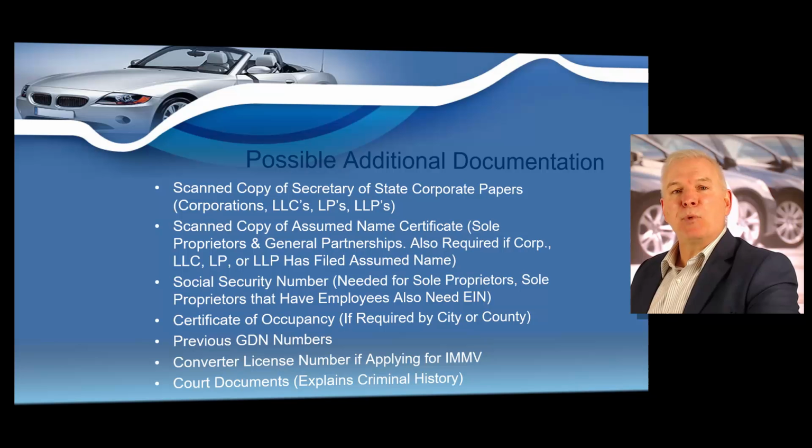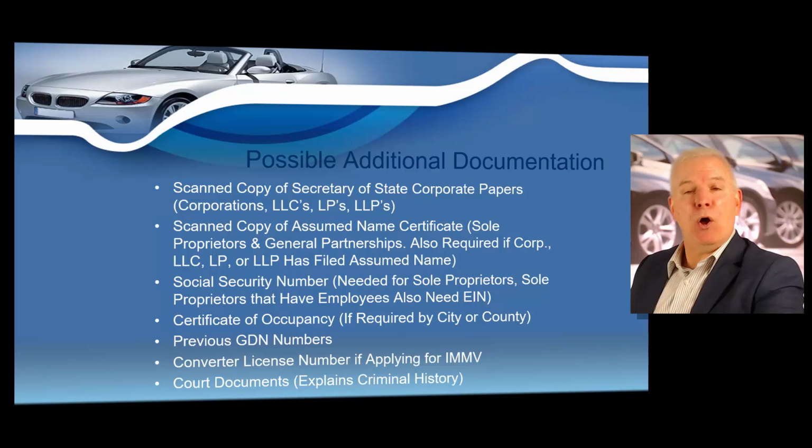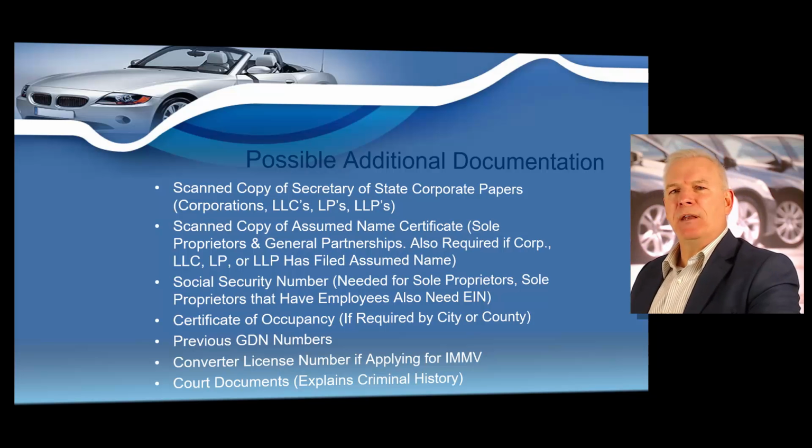Certificate of occupancy is required if that is required by your city or your county. Any previous GDN numbers you or any partners may have held in the past also need to be submitted. You'll need your converter license number if you're applying for an independent mobility motor vehicle GDN. You may need a scanned copy of any facts pertaining to any criminal history of any officer or partner on the license application. If you do have criminal history, or if your officers or partners have criminal history, those facts must be submitted as well.